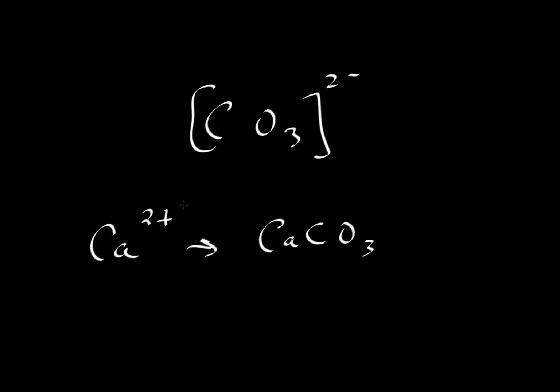But we can balance it using other 2 plus cations. For example, iron can have a 2 plus charge, and if we balance the carbonate anion with iron 2 plus, then we would get the mineral siderite. And there are many other options for balancing this carbonate with a 2 plus cation.